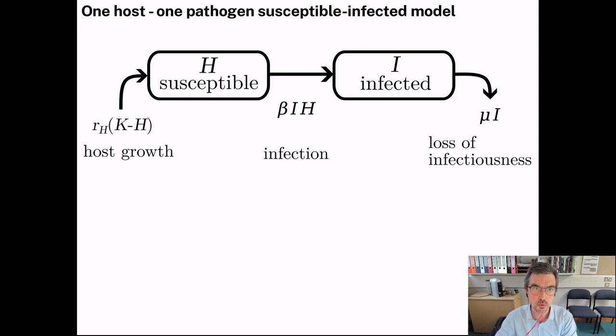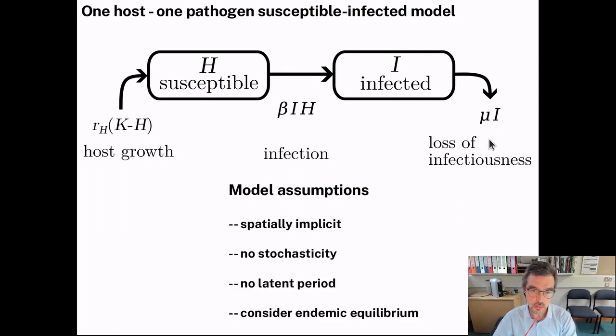So it is quite useful to visualize this model in a flow diagram. So in this diagram we have boxes for each of the two compartments, H susceptible hosts and I infected hosts, and we have arrows that describe all the possible processes that we model in the system: the host growth, infection, and the loss of infectiousness.